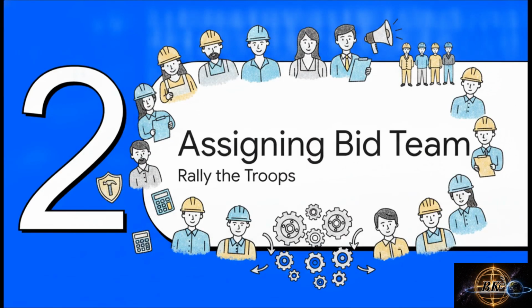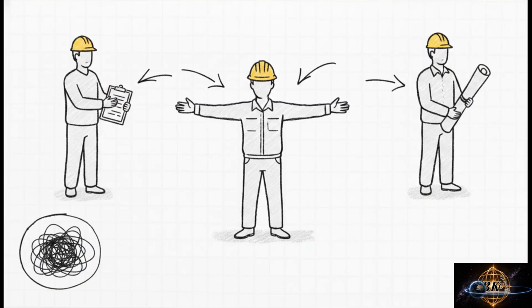All right, Section 2, assigning the bid team. Time to rally the troops. Now that the scope is locked in, you have to realize a bid of this magnitude is never a solo endeavor. It takes a highly coordinated strike force. The estimating manager makes sure everyone knows their exact role by making precise scope assignments. They hand out procurement duties, deciding who's going to chase down the best material prices. And they clearly identify the sources for quantity takeoffs. Without this kind of rigid delegation, you just get overlapping work, missed items, and total internal chaos.